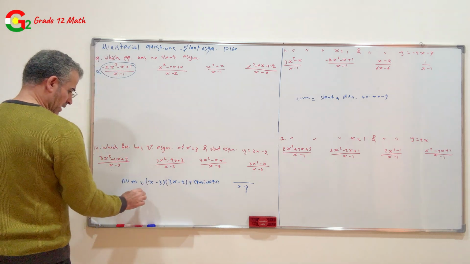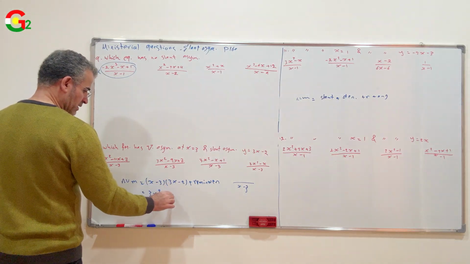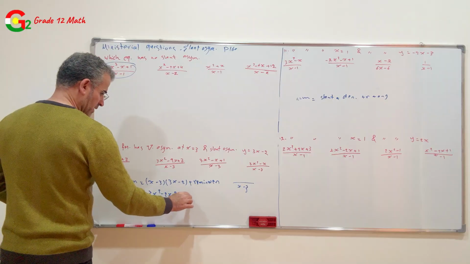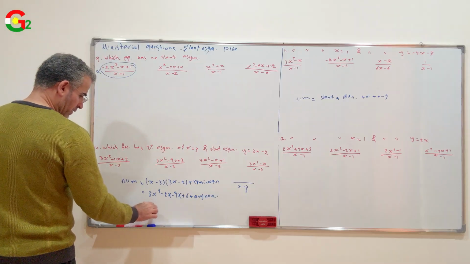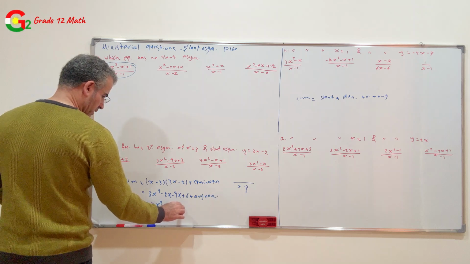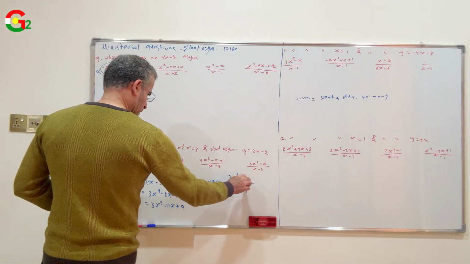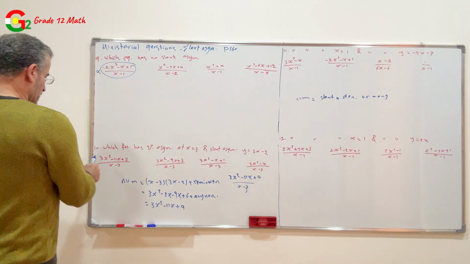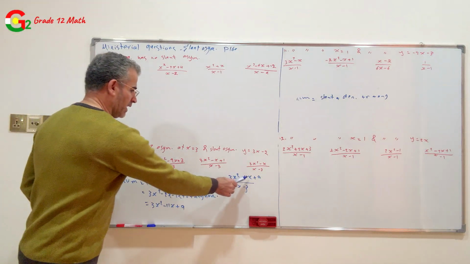Now, x times 3x, 3x power 2, x times negative 2, negative 2x, negative 3 times 3x, negative 9x, negative 3 times negative 2, plus 6, plus the remainder, any number. Then the result will be 3x power 2 minus 11x plus any number. Let us write it A. Then the function will be 3x power 2 minus 11x plus A over x minus 3. Then the right choice is A, since we have the first two terms in the function, 3x power 2 minus 11x.